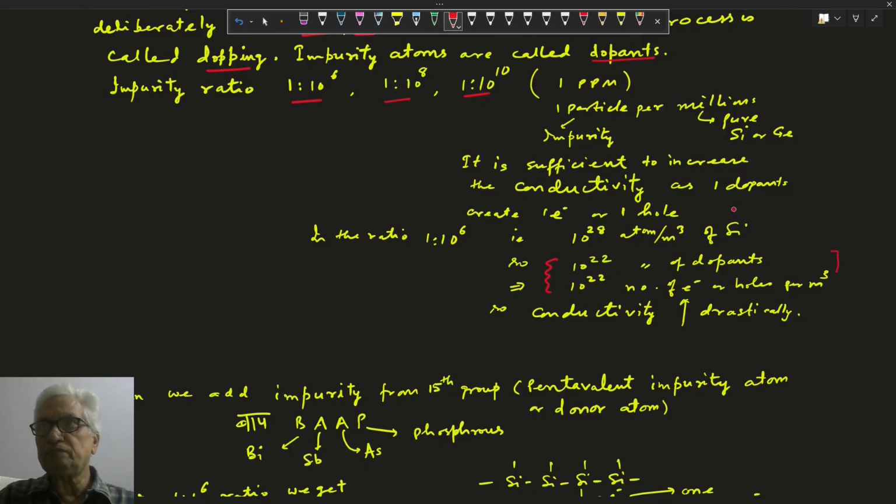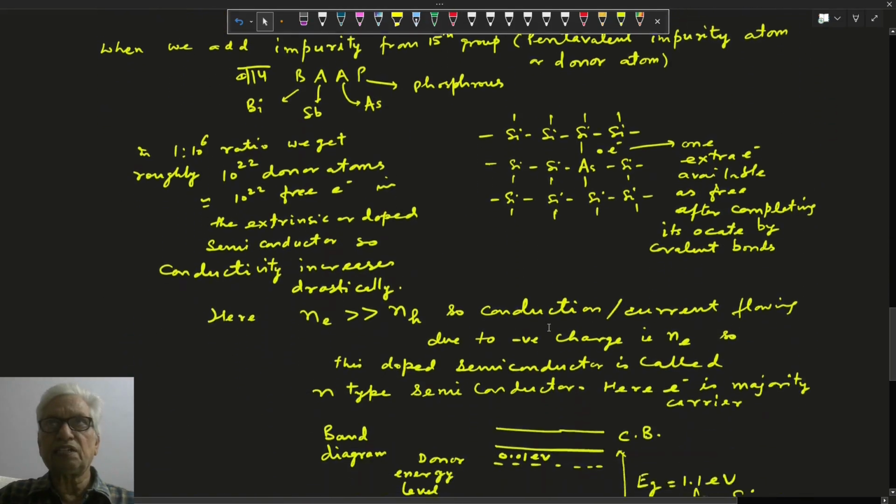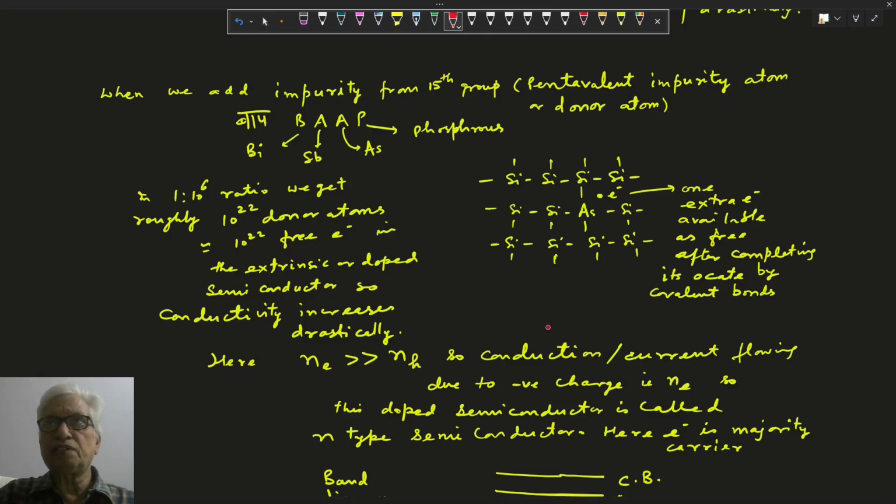10^22 dopants means the number of electrons or holes created here is 10^22 by the dopants. So conductivity increases drastically. Now let's say we add an impurity from the 15th group, a pentavalent impurity atom, sometimes called a donor atom. To remember: BAAP, bismuth, antimony, arsenic or phosphorus, any dopant can be added to the pure semiconductor, in the ratio of 1 in 10^22, meaning that many free electrons will be created.